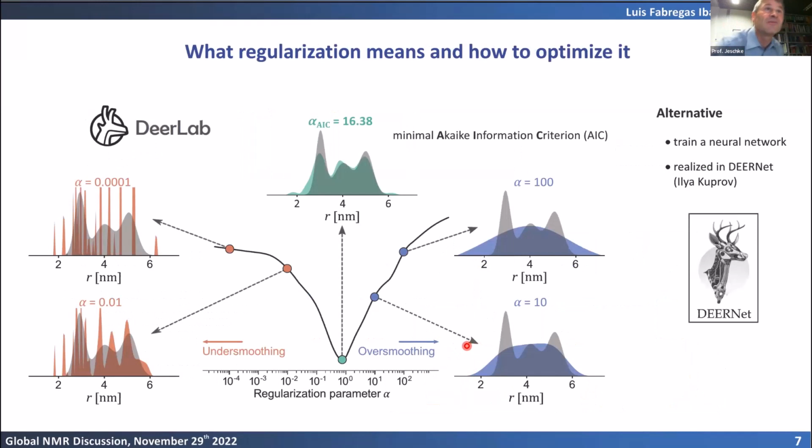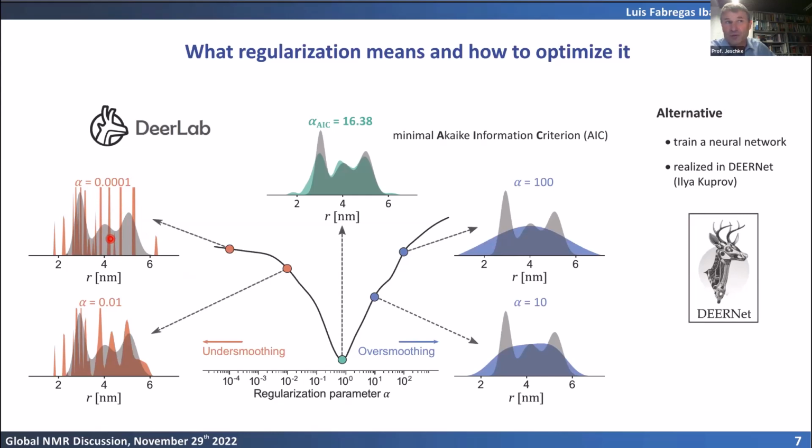Okay, and here you see what regularization means. So if you would just minimize the root mean square deviation, then the distance distributions that you would get out would be something like this red thing of very narrow peaks. The gray distance distribution is the ground truth, is what we put into this simulated data. And this is what you would get if you just fit the root mean square deviation without any regularization.